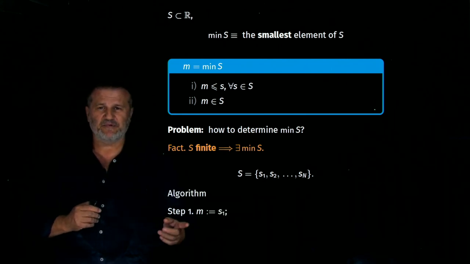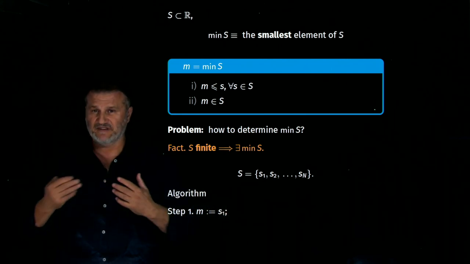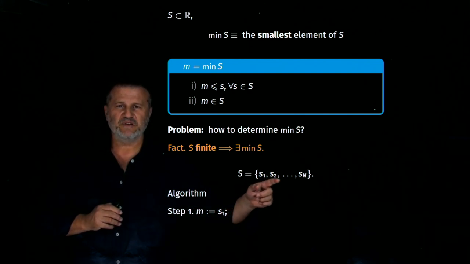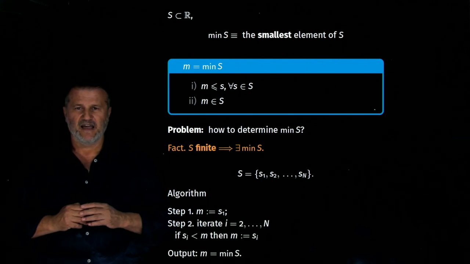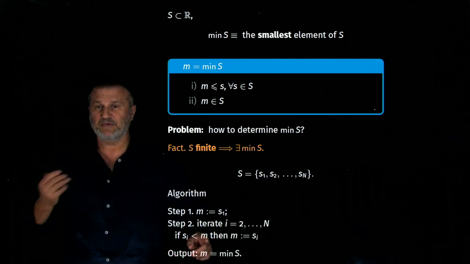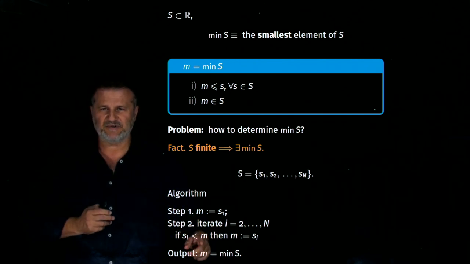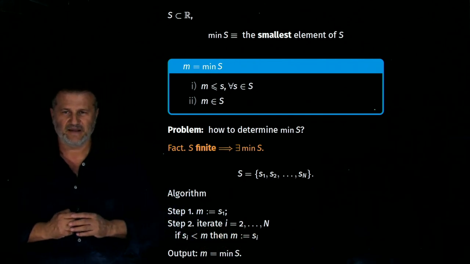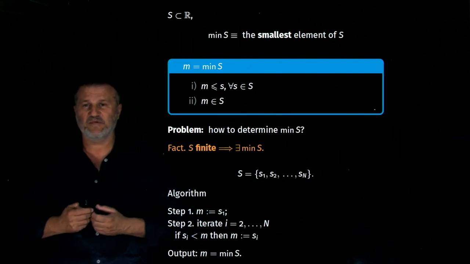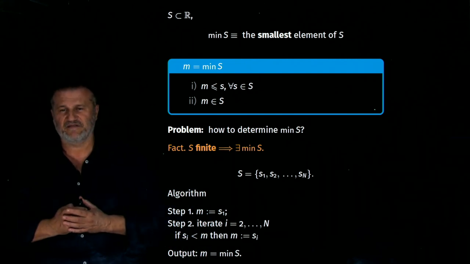We define a temporary minimum as the first element of the list. Then we start comparing the temporary minimum with all the other elements. And when we find one of the elements of the list which is less than the temporary minimum, we just replace the temporary minimum with that element. At the end of this procedure, the element M will be the minimum of the set S.